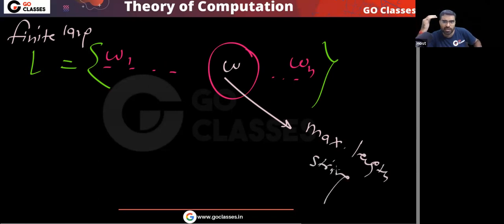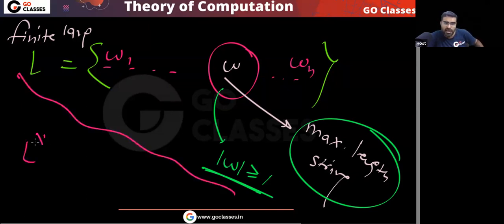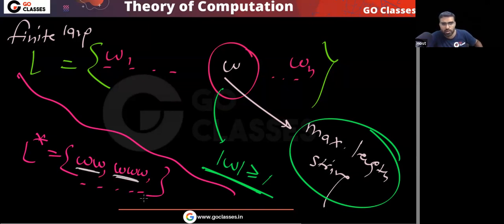There will be a maximum length string, whose length is greater than or equal to 1. Now, from here you can easily notice that L star will contain WW. L star will also contain WWW, and so on. But these strings are not in L.